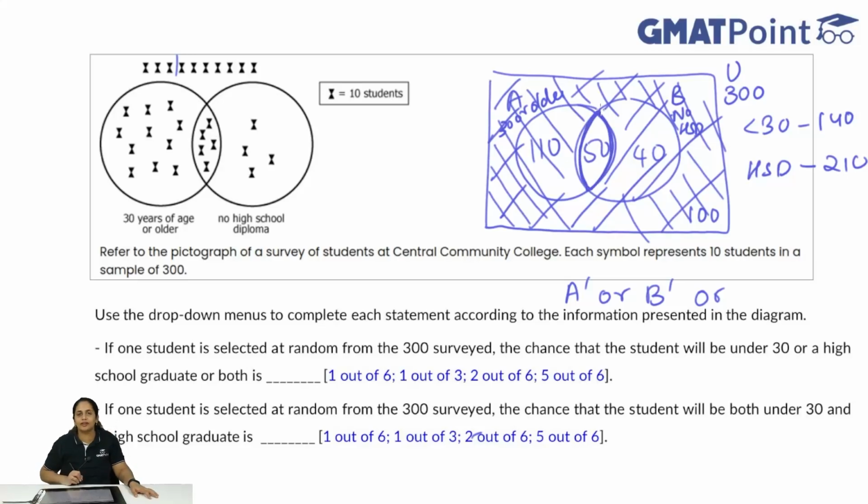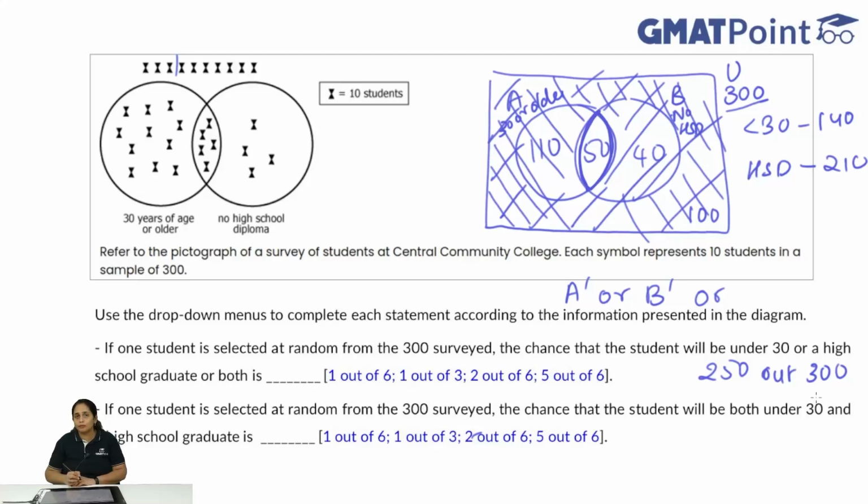Other than A and B, everything is included in A dash or B dash, because it will be part of either A dash or B dash. So the only part which is not part of either is the intersection of A and B. So apart from this 50, everybody will be part of under 30 or high school graduate or both. So out of these 300, apart from these 50, everybody would be in this bracket. So 250, that is 300 minus 50, would satisfy this condition. So 250 out of 300 would satisfy this condition.